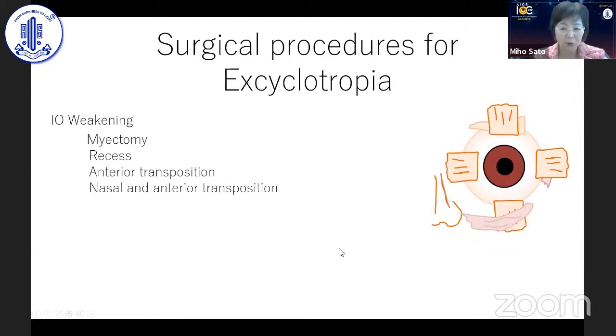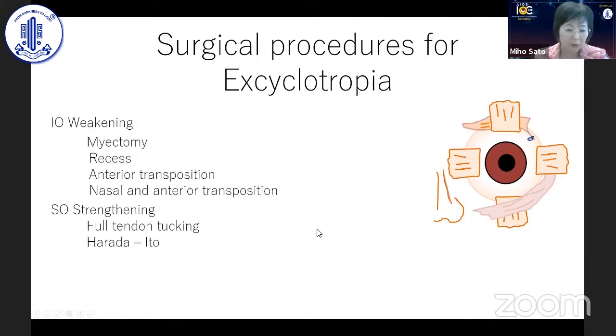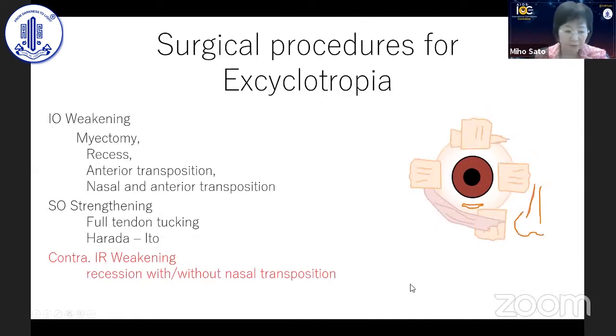What are the other procedures to correct cyclotorsion? Inferior oblique weakening is a strong and stable technique. Myectomy, recession, anterior transposition, and even nasal and anterior transposition have been developed, and they have very strong power to correct cyclotorsion. Superior oblique strengthening can be full tendon tucking and also Harada-Ito. I would like to emphasize the effectiveness of the contralateral inferior rectus muscle weakening procedure. It can be recessed with or without nasal transposition.